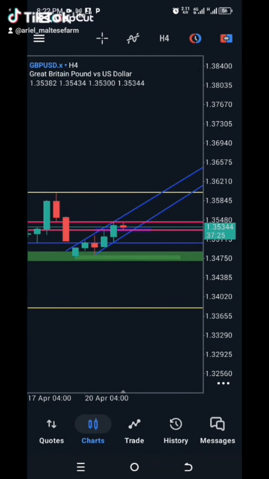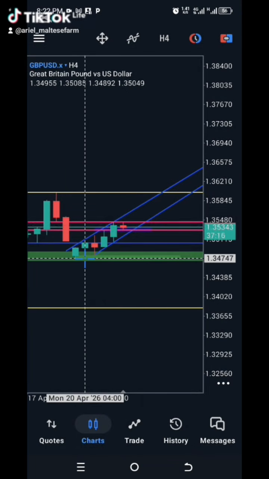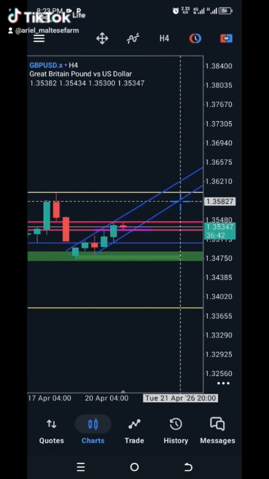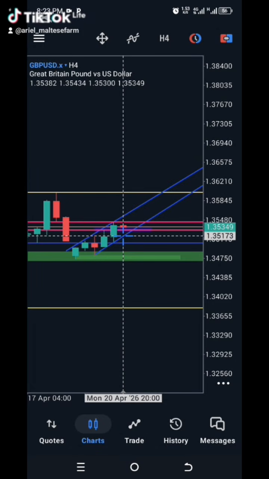Great British pounds versus US dollar. Pay attention to this trend line. Today is Monday, April 20th, 2026, and it is 8 p.m. Ghana time, or 8:23 p.m. Ghana time. Throughout the day, no trade yet. What has been happening on this 4-hour time frame structure?